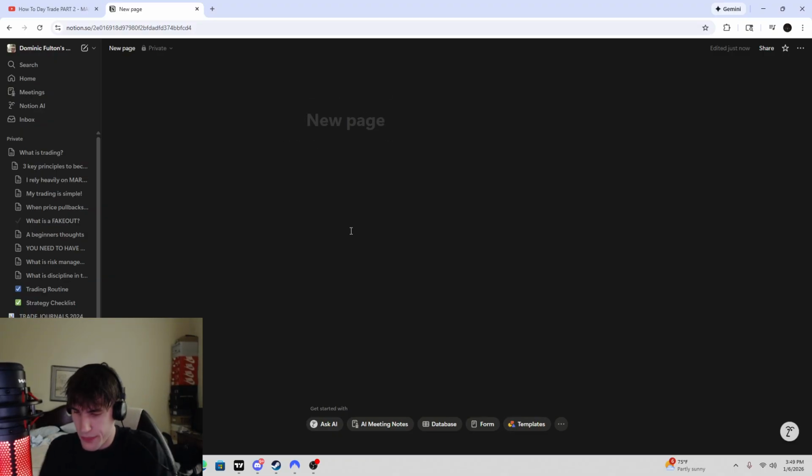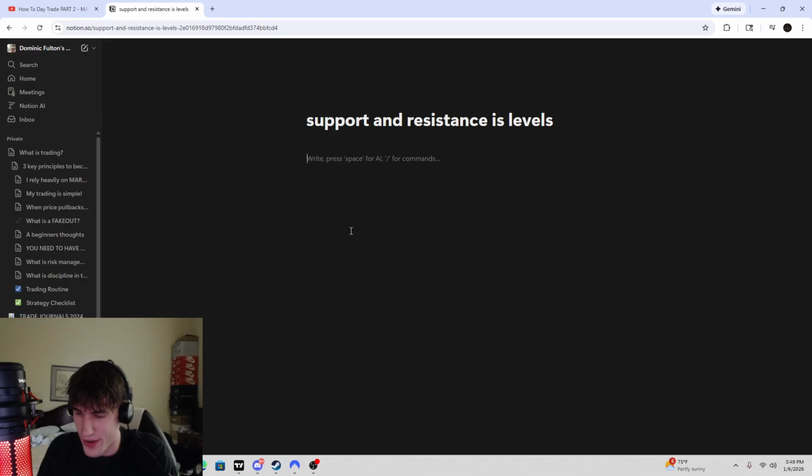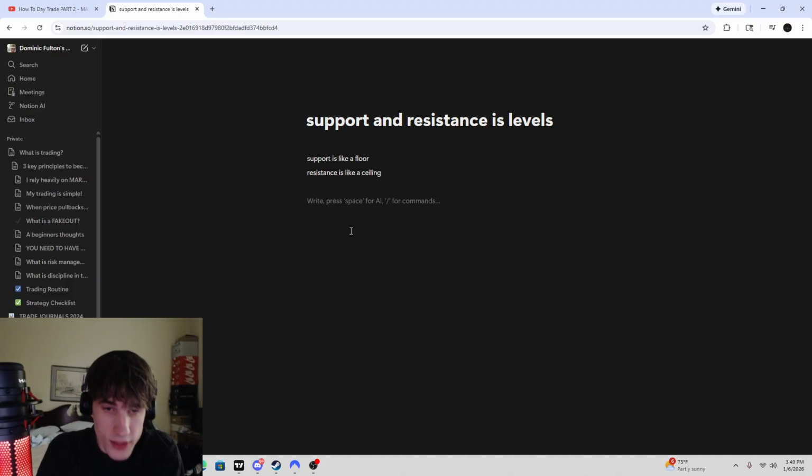So to start, I went over this a little in the first video, but support and resistance is levels, basically. So support is like a floor. Resistance is like a ceiling. It's not really that difficult to get the concept of this one. Market structure is honestly harder to get a grasp of because it comes with a bit of experience. But support is like a floor, resistance is like a ceiling.